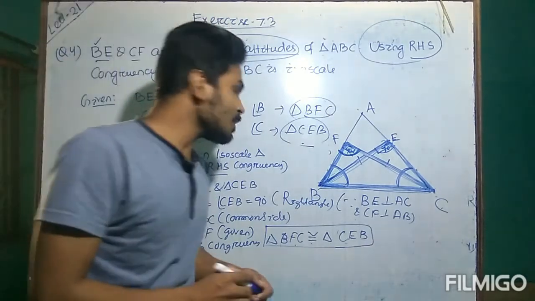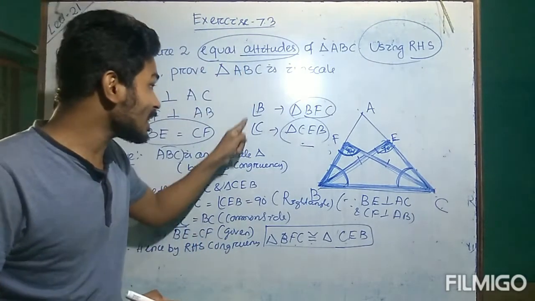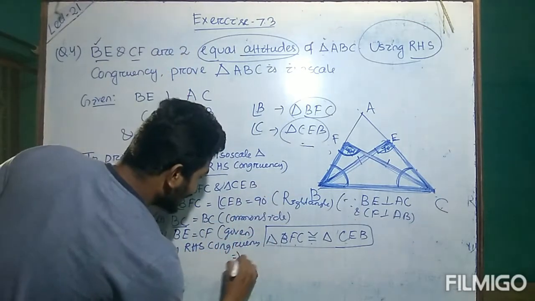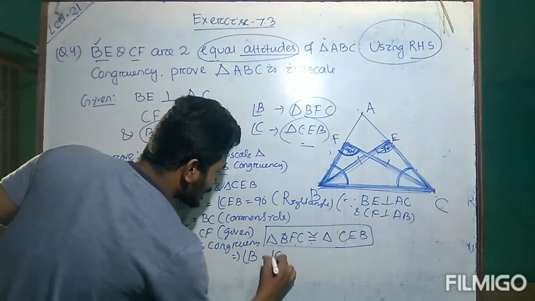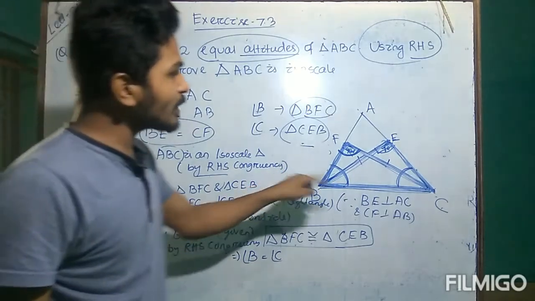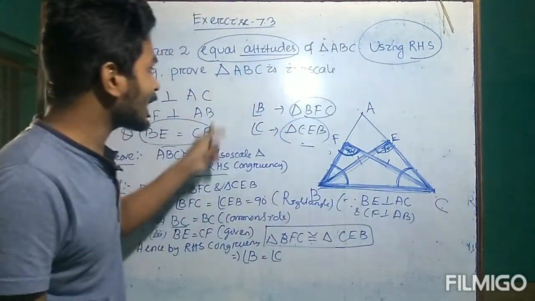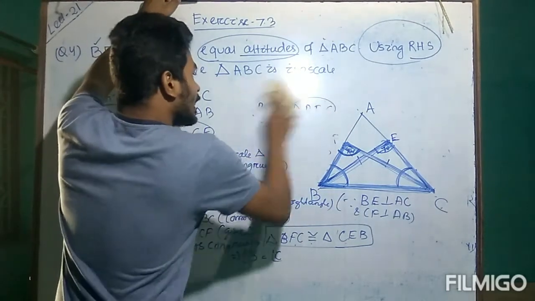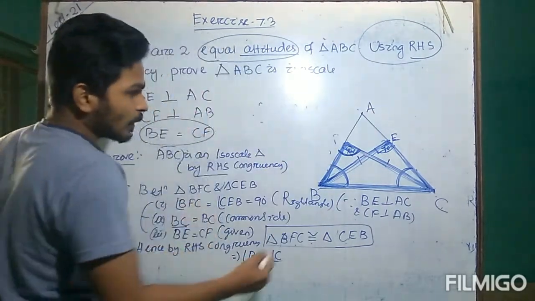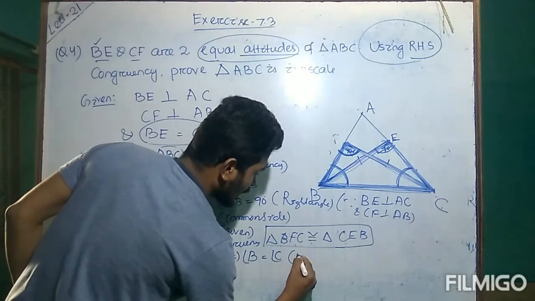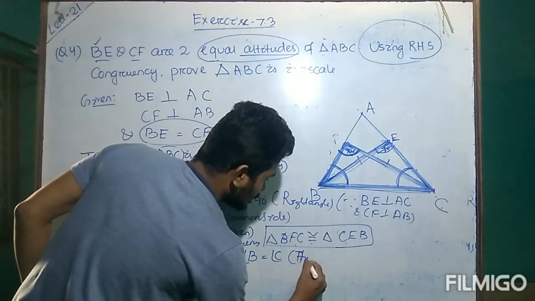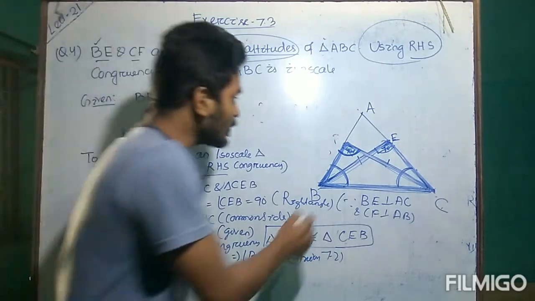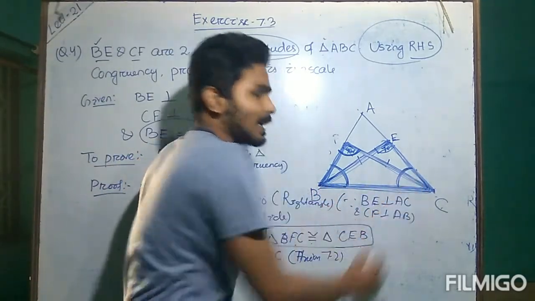Then according to axiom 7.2, we can write that their corresponding angles must be equal. So directly we can write angle B is equal to angle C. If any two triangles are congruent, then their corresponding angles and corresponding sides will be equal. This is CPCT. Hence, you can write angle B is equal to angle C, by axiom 7.2. We have found this angle is equal to this angle.